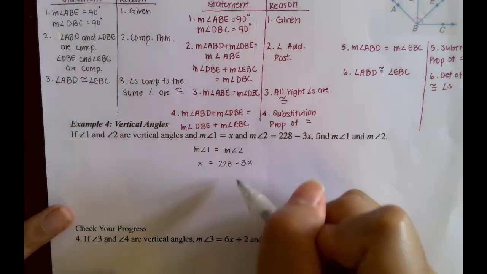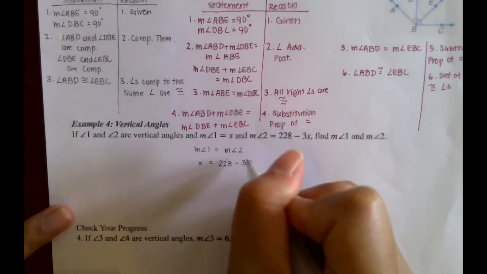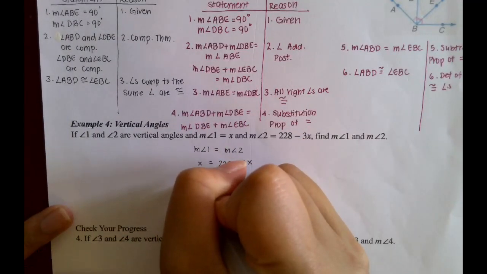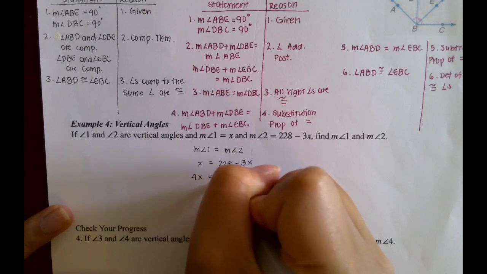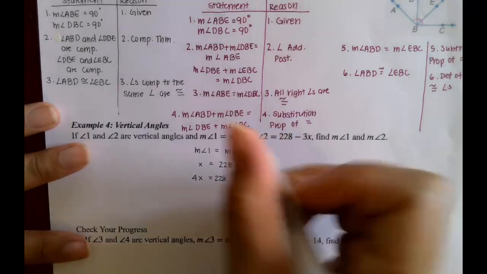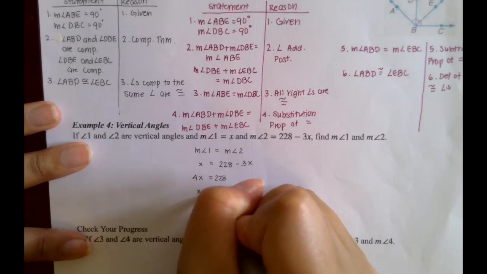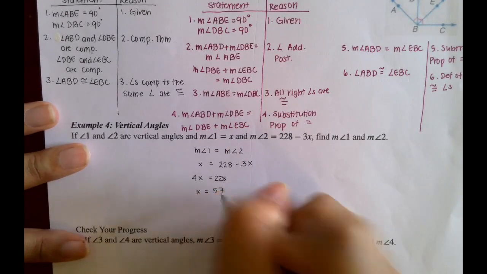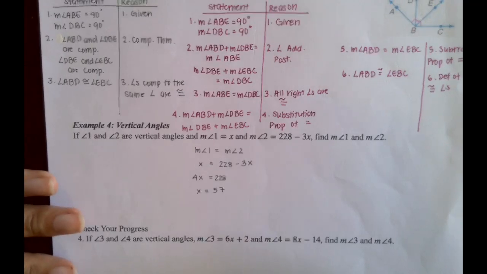Next, I'm going to move the 3x to the other side by adding it. That will give me 4x equals 228. The reason for that is the addition property of equality. I added 3x to both sides. And then the last part, to get x by itself, I'm going to divide by 4 on both sides using the division property of equality, and x equals 57.